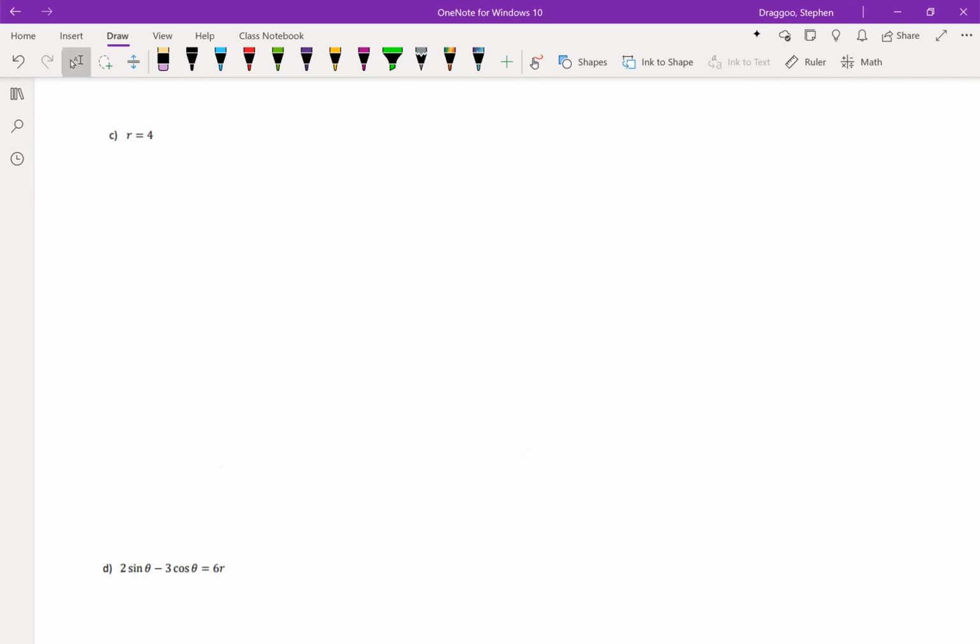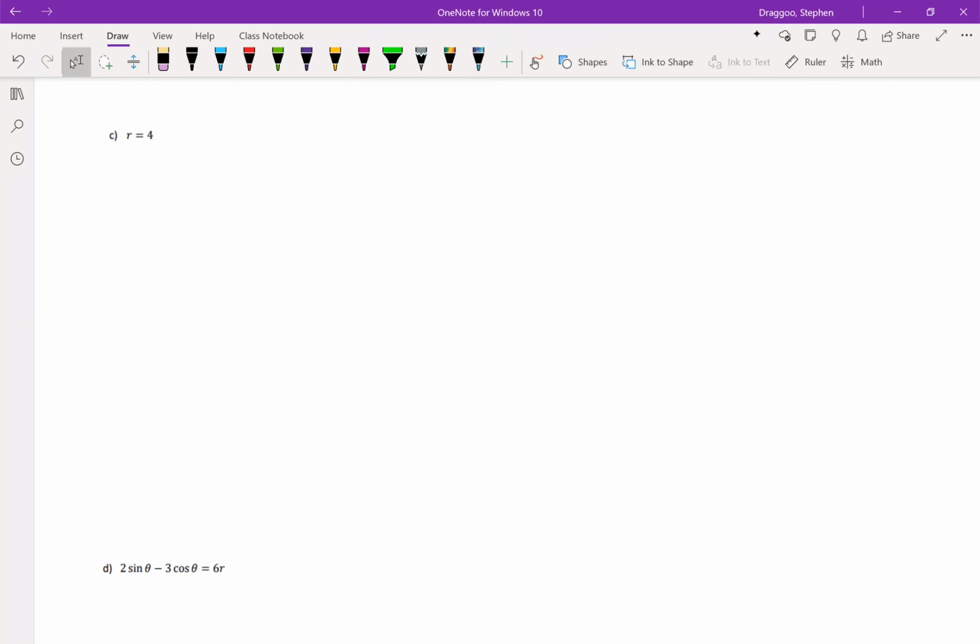Okay, part C, I again have an r by itself. But this time I just have r equals a number, whereas in part A, I had an r by itself and a sine by itself. So in that case, I decided to multiply both sides by r. This time, since I just have r equals a number, that means I'm talking about the circle that has a radius of 4, right? r equals 4, radius of 4. And the center of this circle would be the origin.